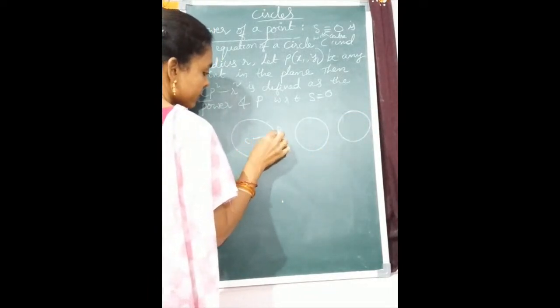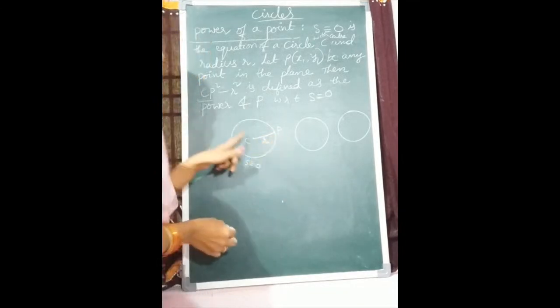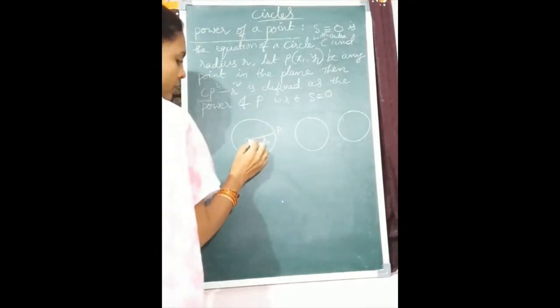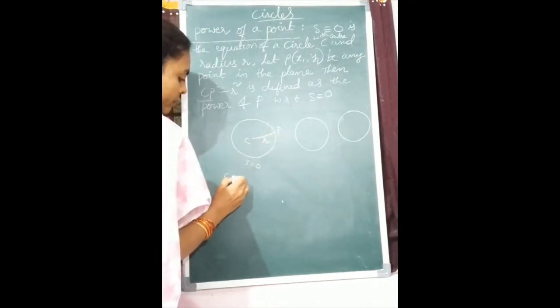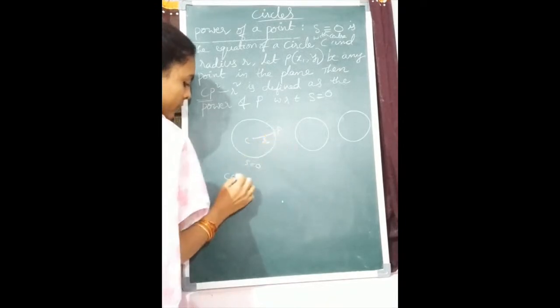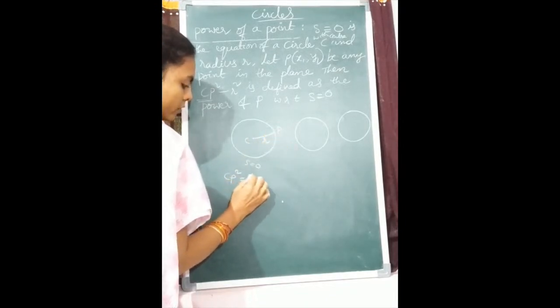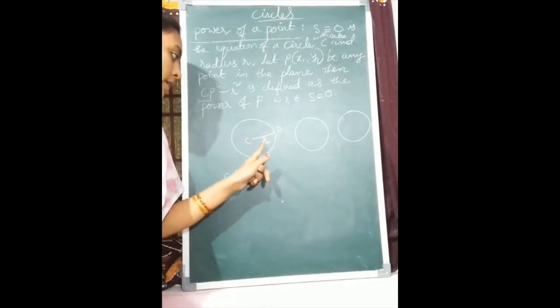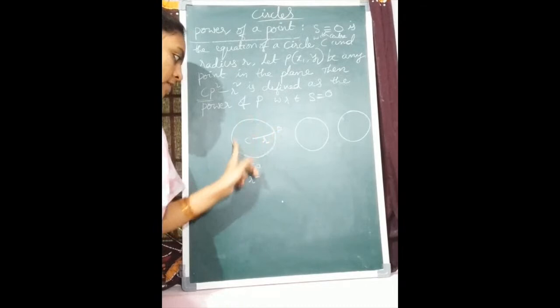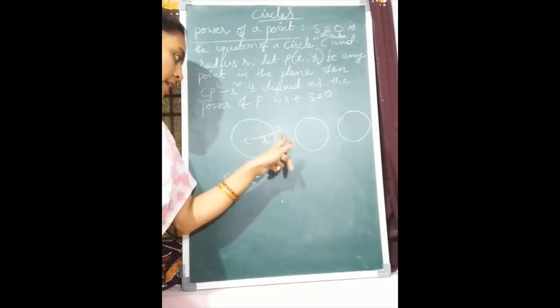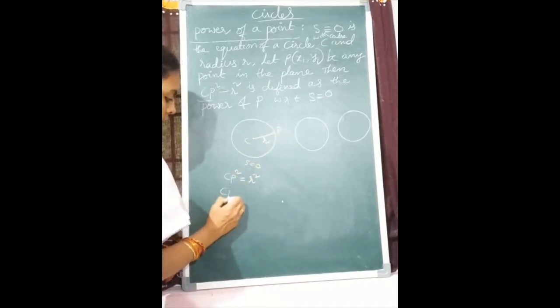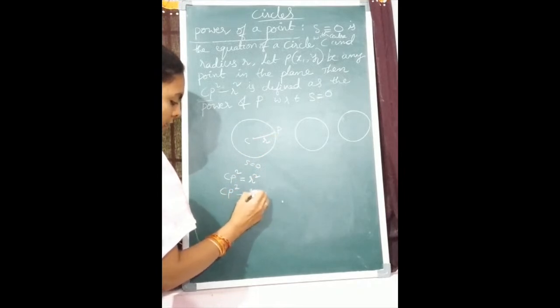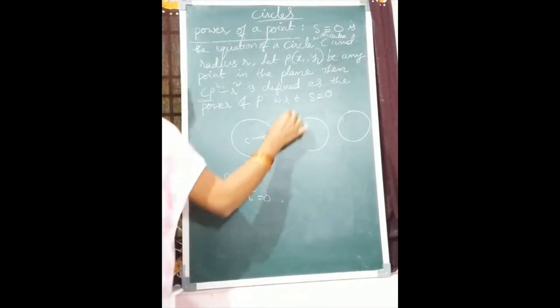This is the radius. This is called the radius. And also the distance CP. So CP is here. CP square is equal to R square. CP is equal to R. Here, if P lies on the circle, CP square is equal to R square. So CP square minus R square is equal to 0.